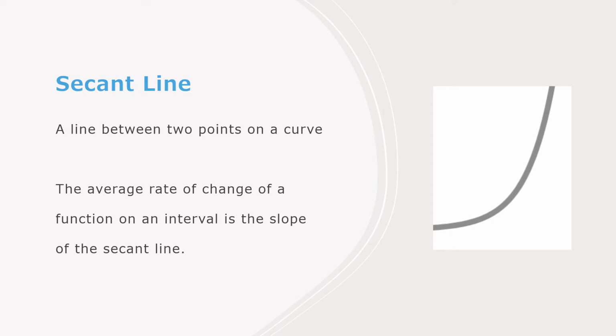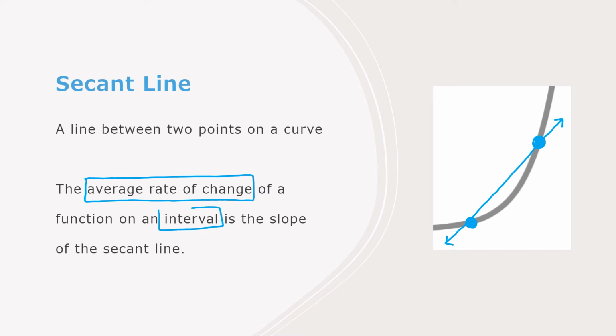So let's do some quick review of a couple different concepts that we'll need. A secant line is a line between 2 points on a curve. So if we have this point and this point, the line between these 2 points is a secant line. The average rate of change of a function on an interval is the slope of the secant line. So if you need to find an average rate of change on an interval, you can find the slope between these 2 points.